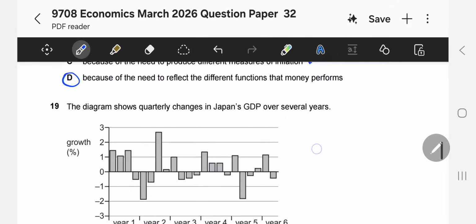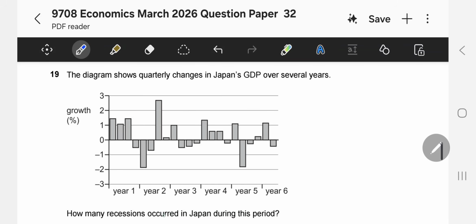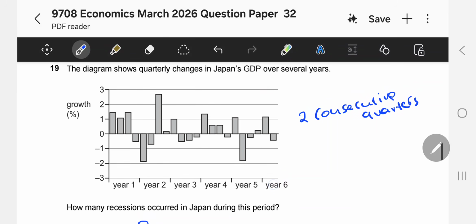All right, let's move on to question 19. The diagram below shows quarterly changes in Japan's GDP over several years. How many recessions occurred in Japan during this period? Again, a recession is when there's negative GDP in 2 consecutive quarters. So there's a recession here, here, and here. Let me confirm if this is 1 or 2 recessions. So 1, 2 quarters, that's a recession. Another, so that's 1, 2, and 3. So 3 recessions. The correct answer here should be B for question 19.